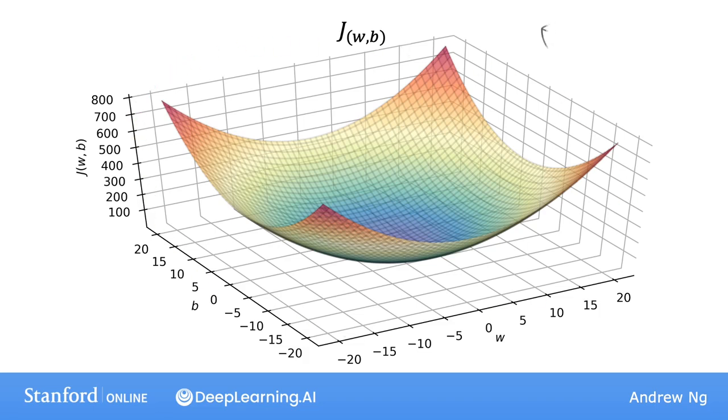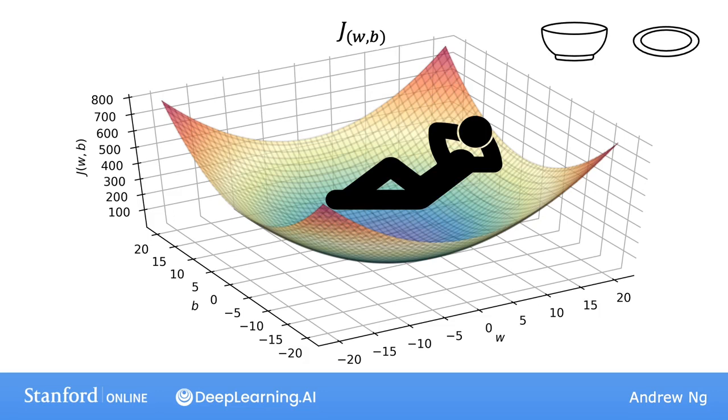To me, this looks like a soup bowl, maybe because I'm a little bit hungry. Or maybe to you, it looks like a curved dinner plate. Or a hammock. Actually, that sounds relaxing too, and there's your coconut drink. Maybe when you're done with this course, you should treat yourself to a vacation and relax in a hammock like this.